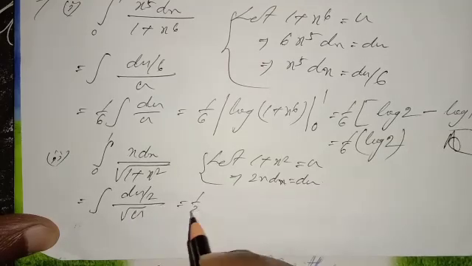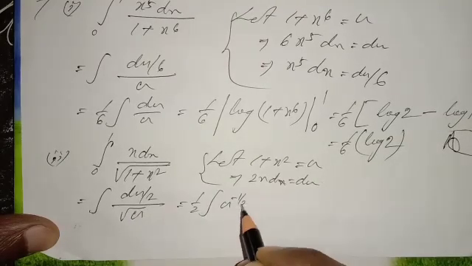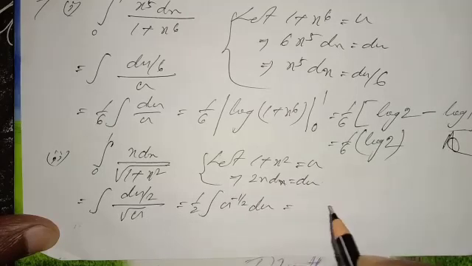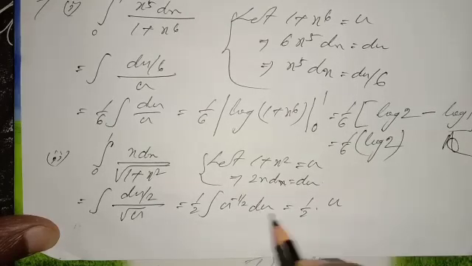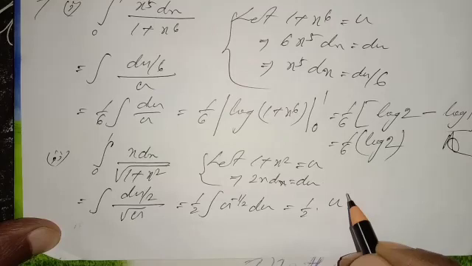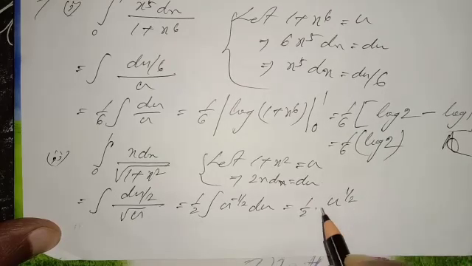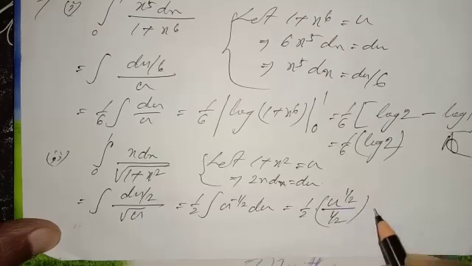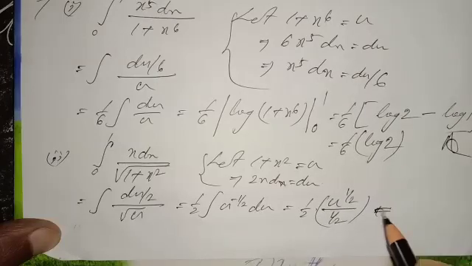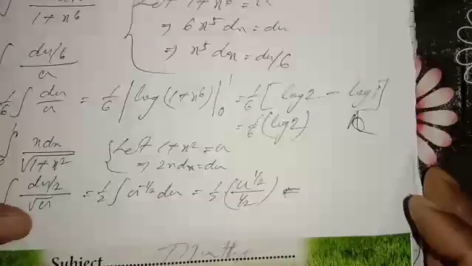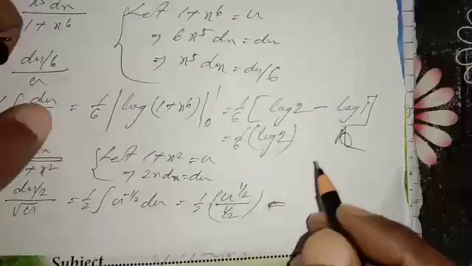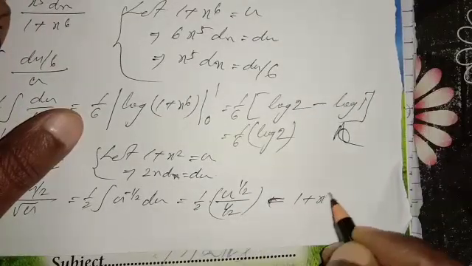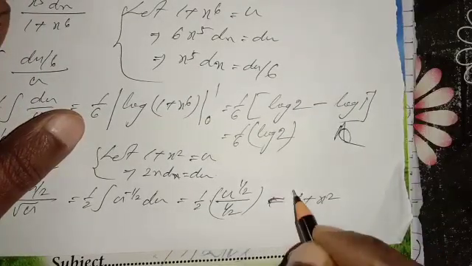Finally getting 1 by 2 integration u to the power minus half du, which is equal to 1 by 2 into u to the power minus half plus 1, that will be half by half. Then this will be how much? Half cancels, u to the power half. U to the power half means root over 1 plus x square.